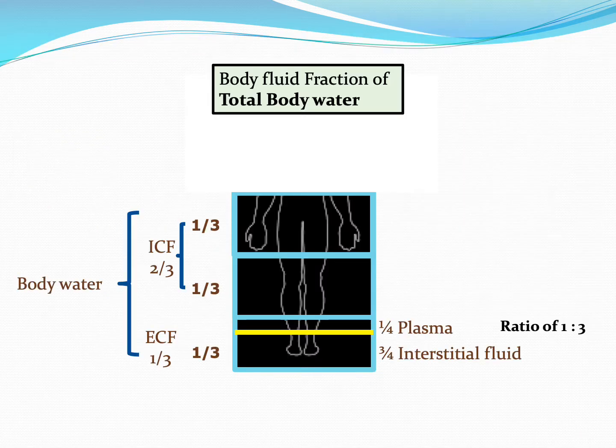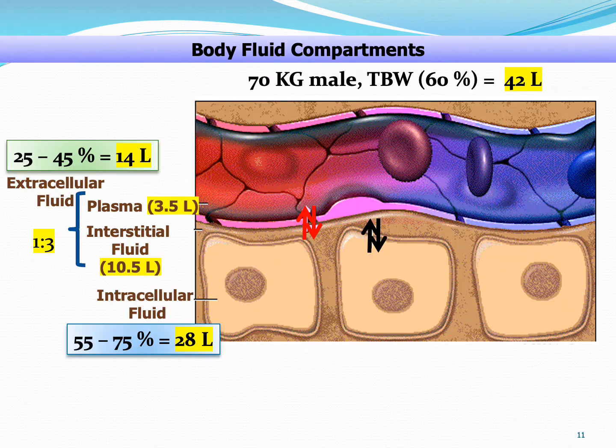This slide shows body fluid fractions of total body water. Extracellular fluid is 1/3 and intracellular fluid is 2/3 of total body water. Further, extracellular fluid is divided in the ratio of 1:3 into plasma and interstitial fluid. Let's take an example of a 70 kilogram male and calculate these volumes.